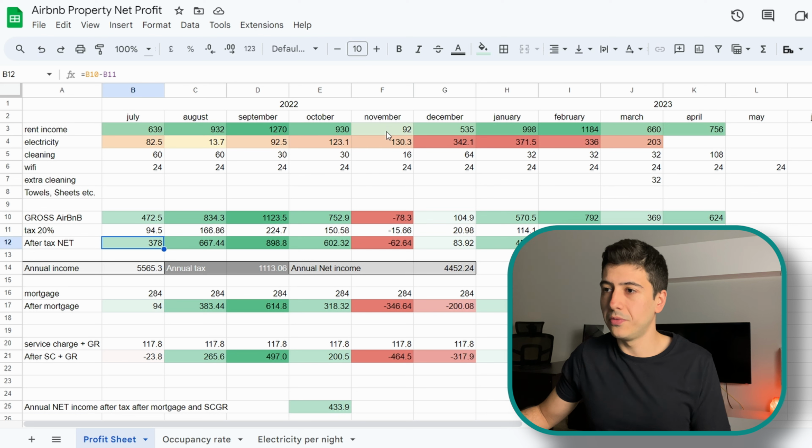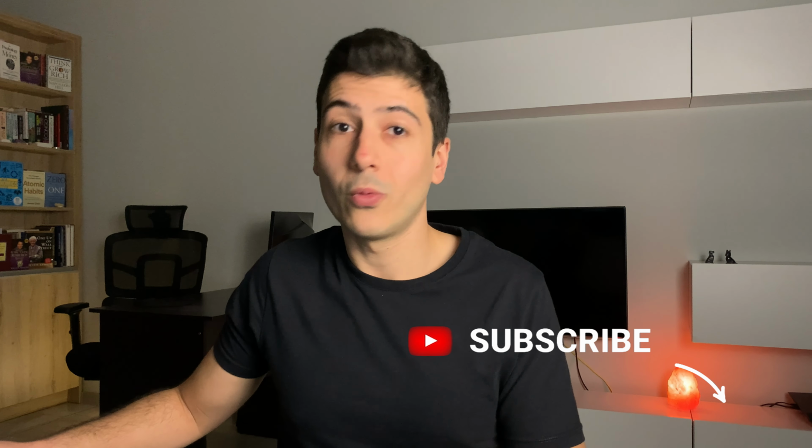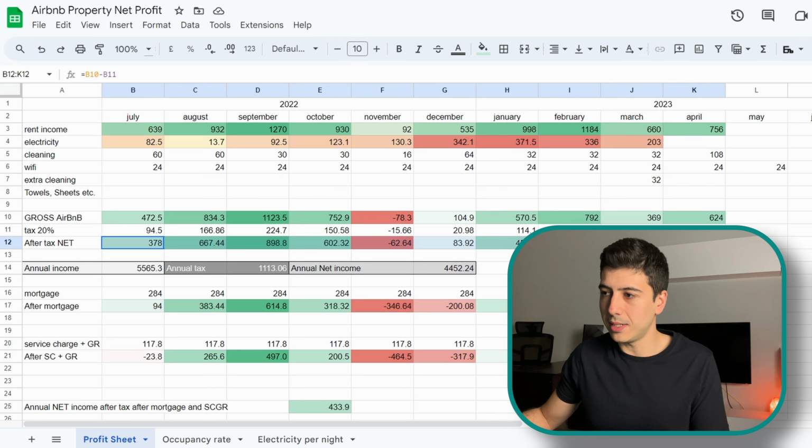So for example, in November, we didn't really have a lot of nights booked, but they did use a lot of electricity. That equates to a negative value, which in theory, you shouldn't be paying tax when you're at a loss, but tax is calculated on a financial year basis. Whereas here, I'm calculating it on a monthly basis, so I do need to record it even if it's a negative value.